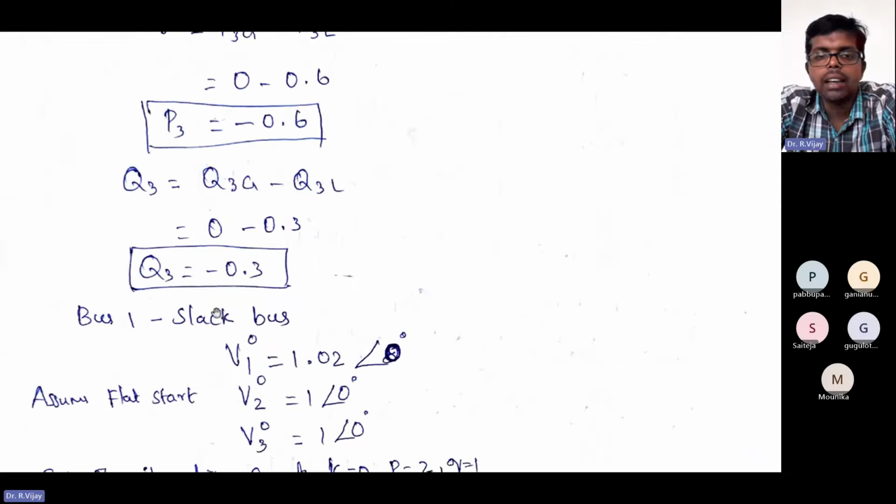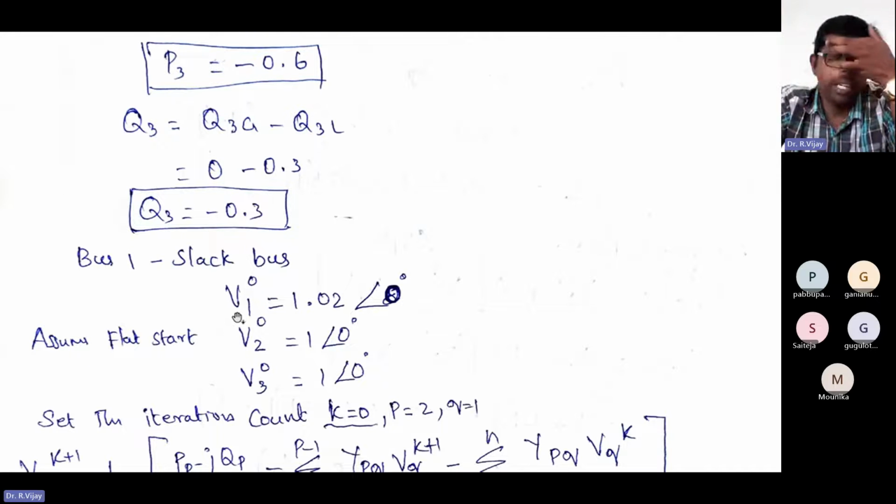So here we are taking V1 naught, the initial value, as 1.02 at the angle of 0 degrees, and for the second bus V2 naught, the initial value, we take 1 at the angle of 0 degrees, and V3 naught, the initial value, 1 at the angle of 0 degrees.